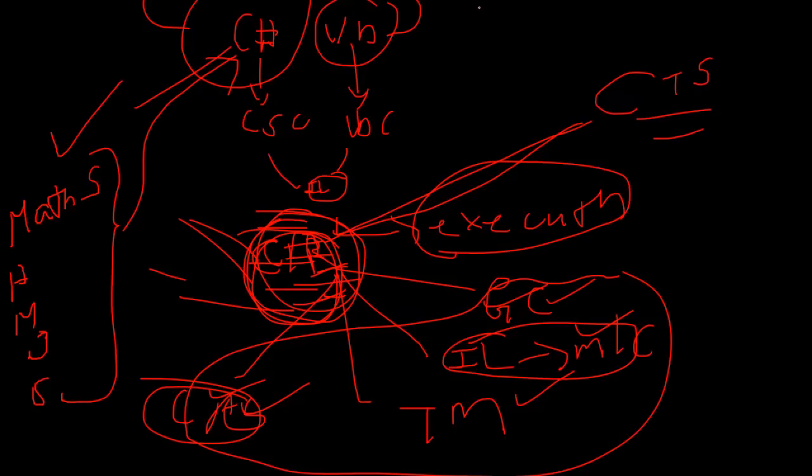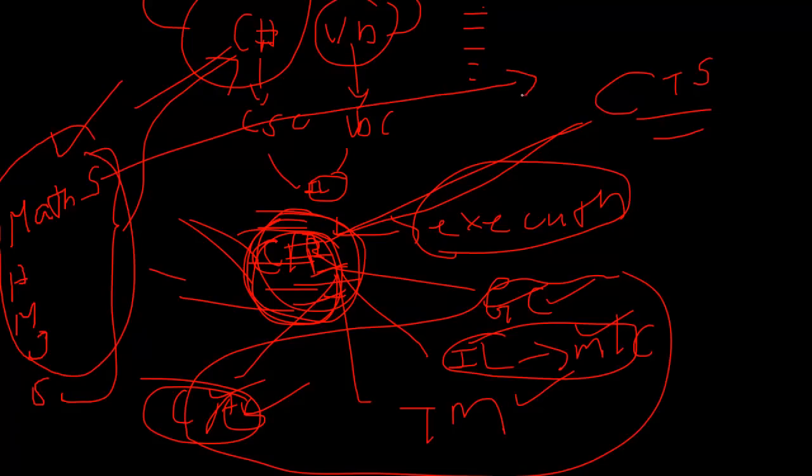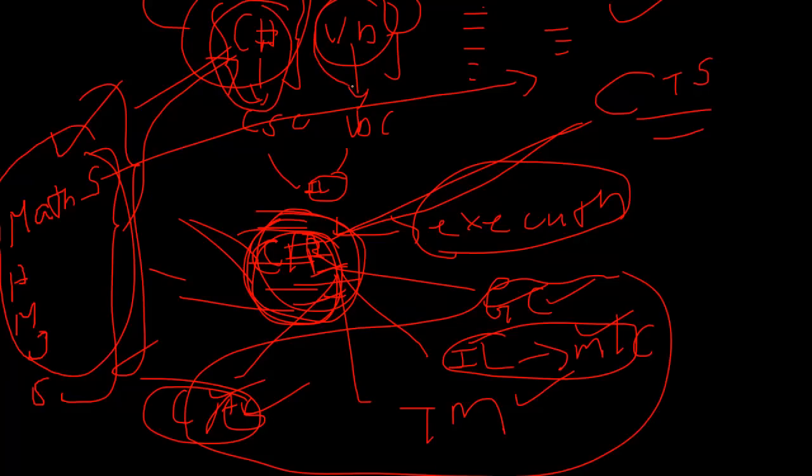Now we are creating an application using VB.NET, and we want to consume this class library here. In short, we want to use this class library in the VB.NET application. Is it possible? Yes, it's possible. Why? Because all the data types used in both languages are derived from the common type system.